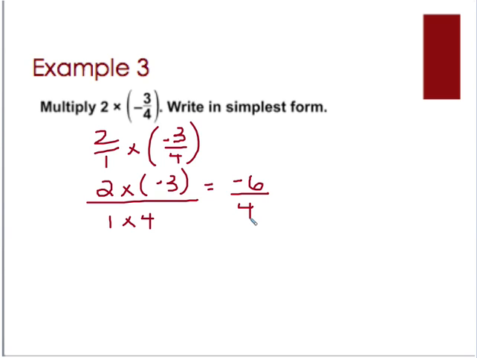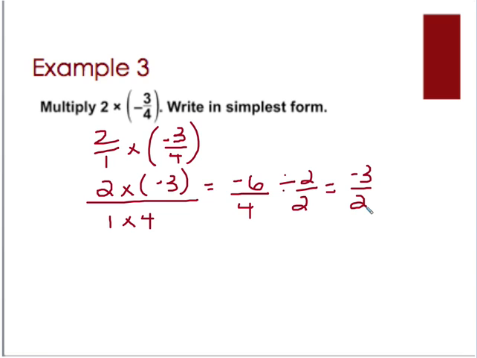Now I notice that I have an improper fraction. I can do this one of two ways. I can change it to a mixed number and then reduce, or I can reduce and then change it to a mixed number. I like to do it that way, so that's the way I'm going to do it, but either way is okay. I know that I have a 6 and a 4, they're both even, so I can divide by 2 over 2, and I get -3 on the top and 2 on the bottom.